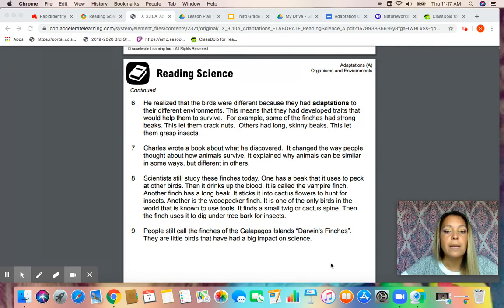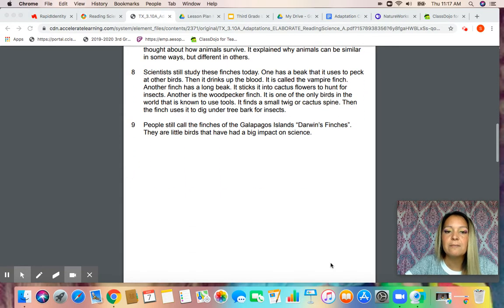Another is the woodpecker finch. It is one of the only birds in the world that is known to use tools. It finds a small twig or cactus spine. Then the finch uses it to dig under tree bark for insects. People still call the finches of the Galapagos Island Darwin's finches. They are little birds, but have had a big impact on science.